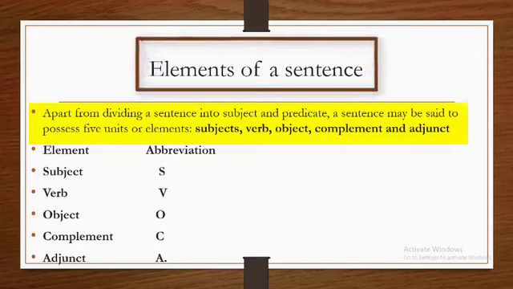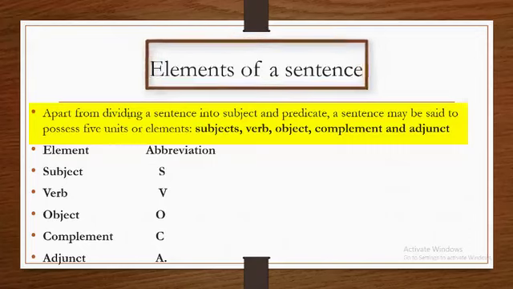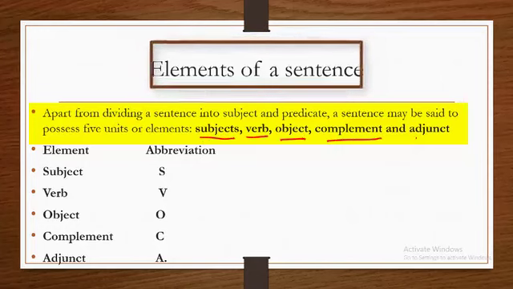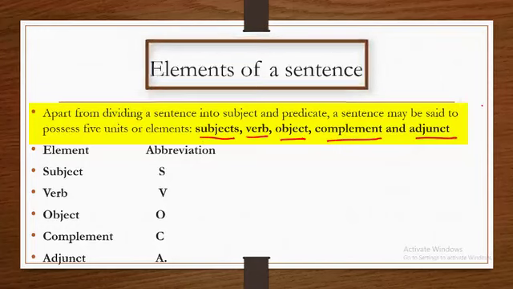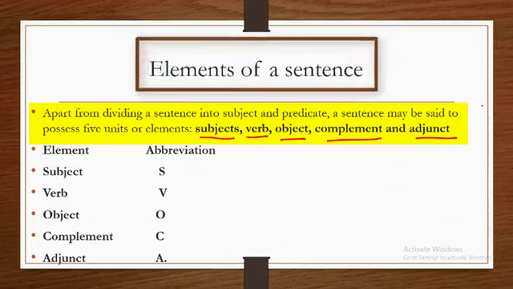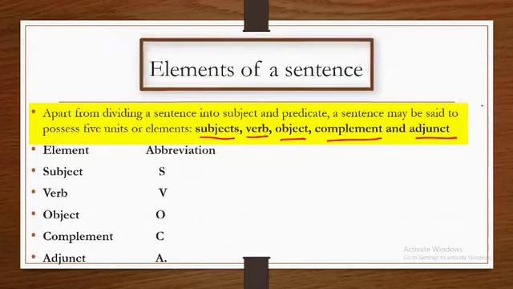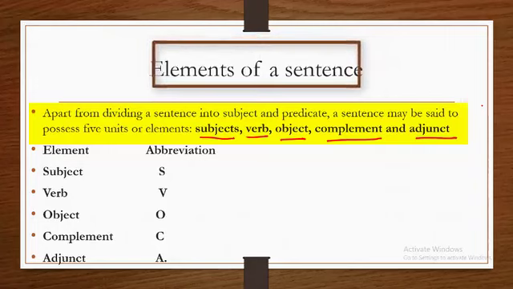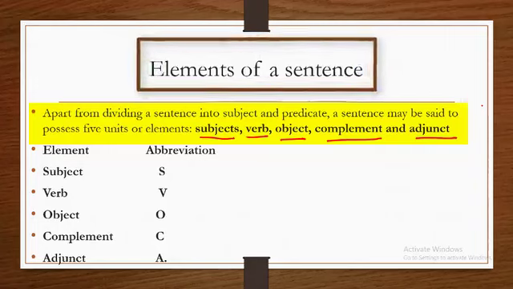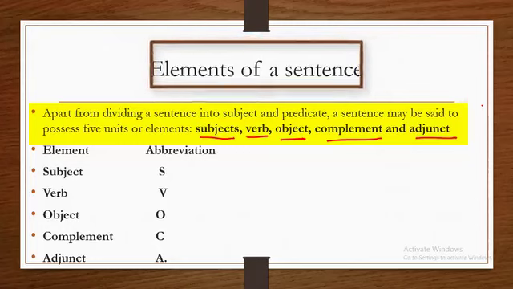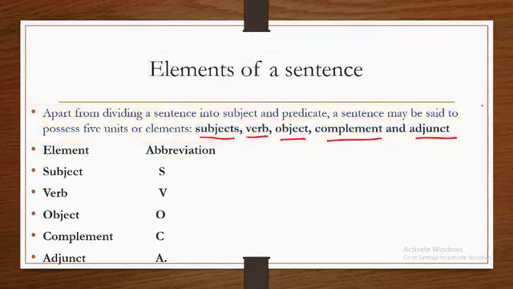But a typical sentence is also said to contain subject, verb, object, complement, and adjunct. So we are abbreviating subject with S, verb with V, object with O, complement with C, and adjunct with A, as you can see on your screen.